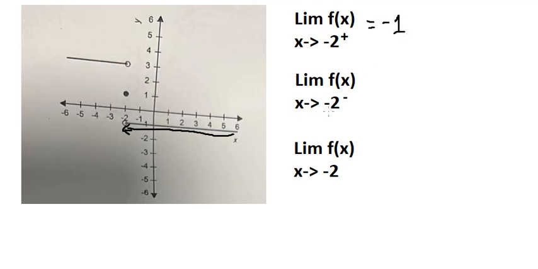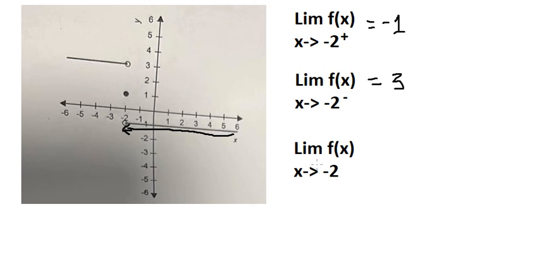Now x approaches negative 2 on the left. On the left, that's in here. So they will follow on the right. When they go to negative 2, they will stop in here. And you see that the value is about 3. So that's equal to 3.